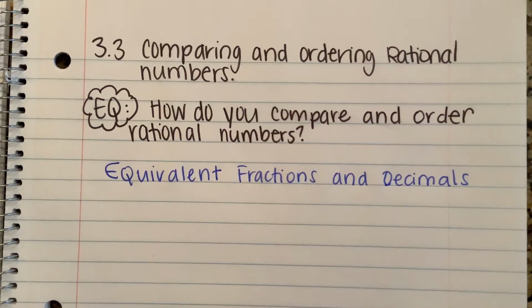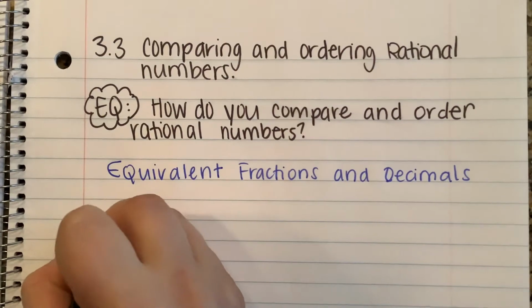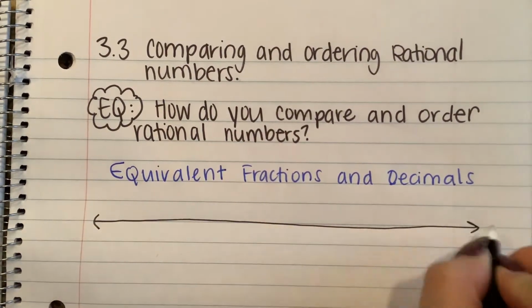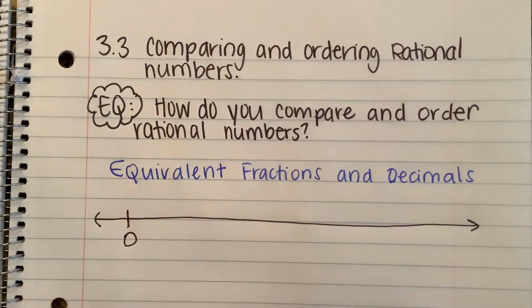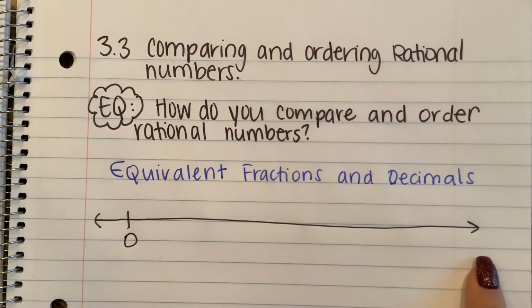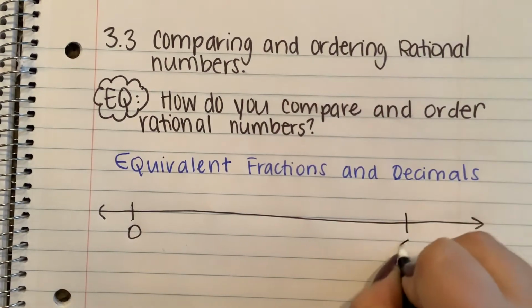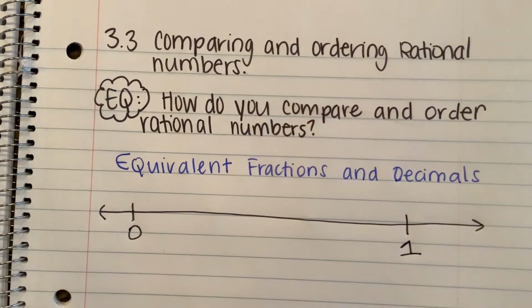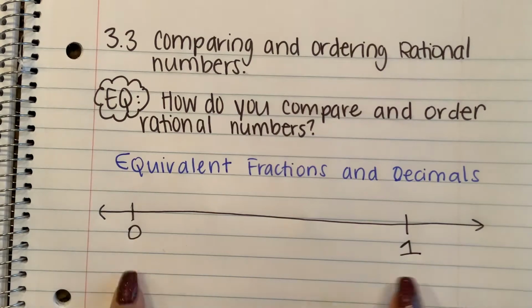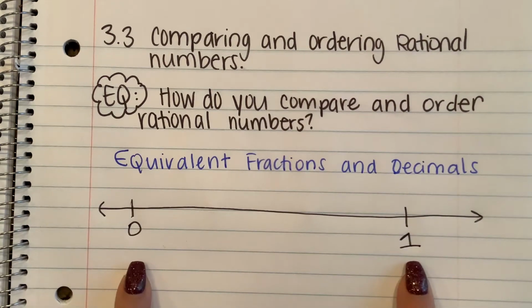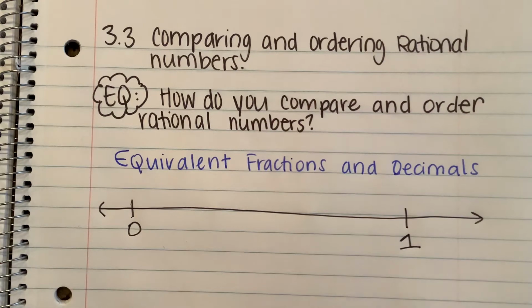So we're going to go ahead and draw our number line. Everything here is going to be positive on this number line. So I'm actually going to put my 0 way over here because I'm going to have many numbers on my positive side. I'm going to put my 1 over here. And so we're going to be looking at a bunch of fractions and decimals in between 0 and 1. And first we're going to start with tenths.